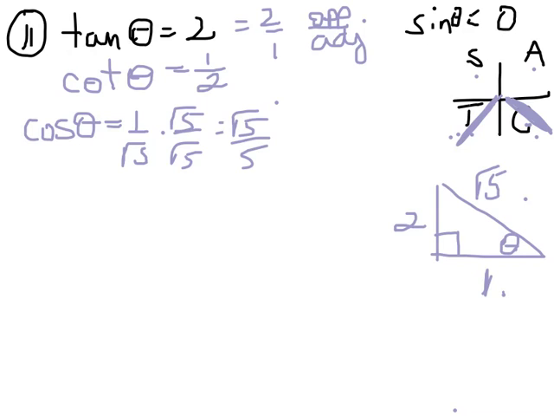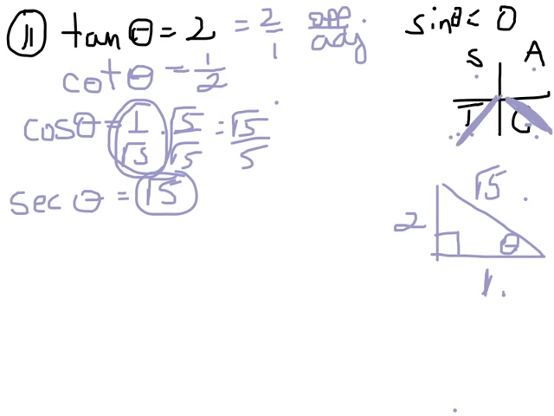Okay, so the inverse of cosine is secant. So I just need to flip the fraction. Wouldn't it be easier to go back to this one and flip it? So it's going to be square root of 5 over 1, which is square root of 5. So sometimes backtracking a little bit helps on some of these.